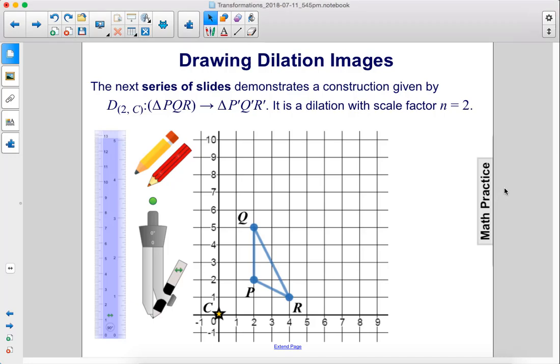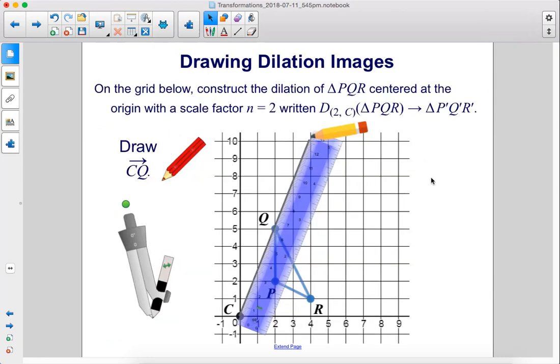Drawing dilation images. The next series of slides demonstrates a construction given by this statement here. It's a dilation with a scale factor n equals 2. On the grid below, construct the dilation of triangle PQR centered at the origin with a scale factor n equals 2, written like this. So we have our original triangle here. We're centered at the origin, which is point C.